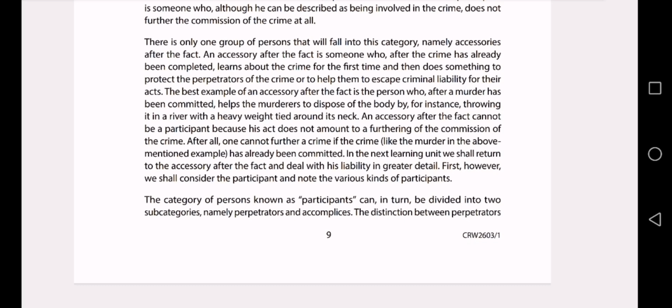In the next learning unit, we shall return to the accessory after the fact and deal with the liability in greater detail. First, however, we shall consider the participant and note the various kinds of participants.